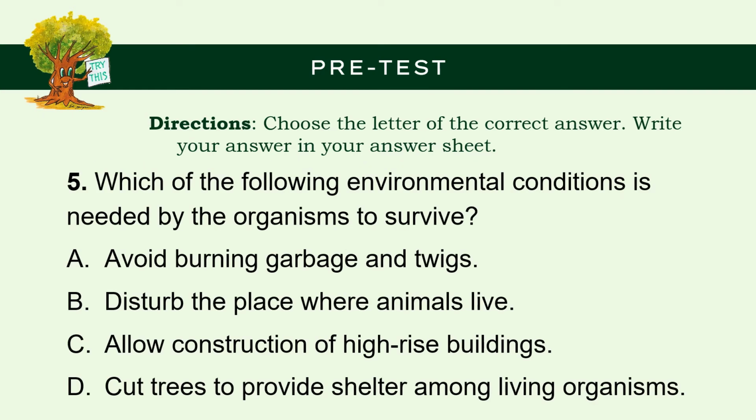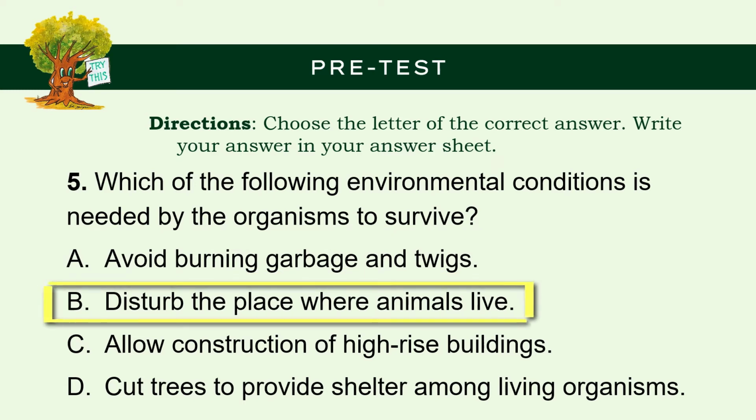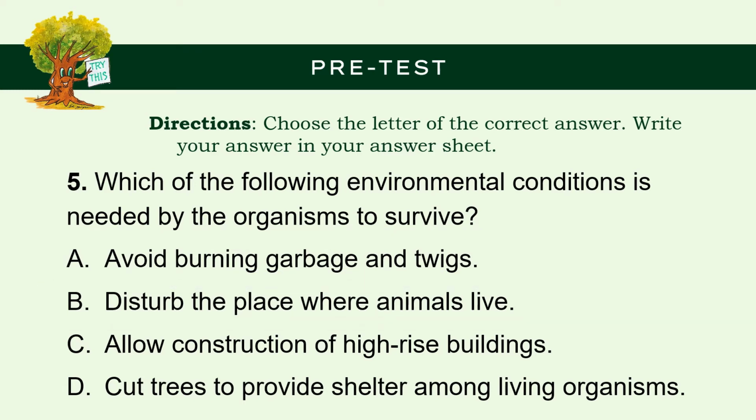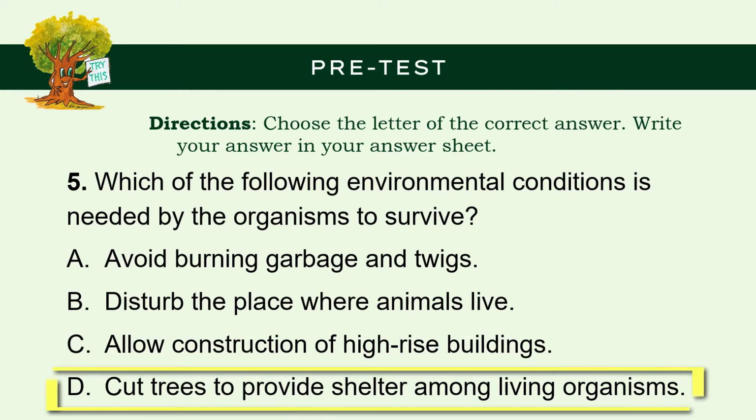Number 5. Which of the following environmental conditions is needed by the organisms to survive? A. Avoid burning garbage and twigs. B. Disturb the place where animals live. C. Allow construction of high-rise buildings. D. Cut trees to provide shelter among living organisms.